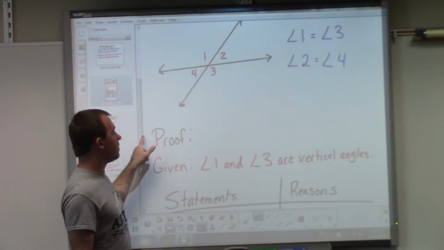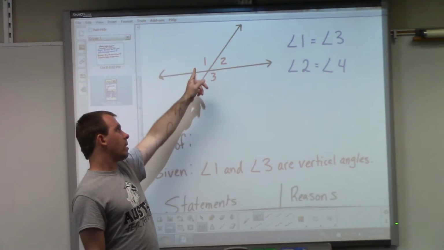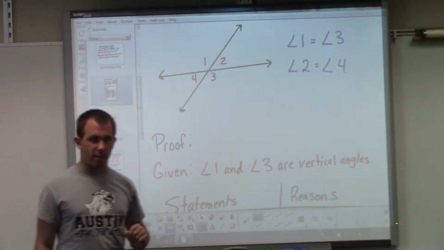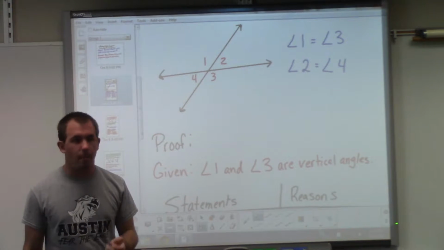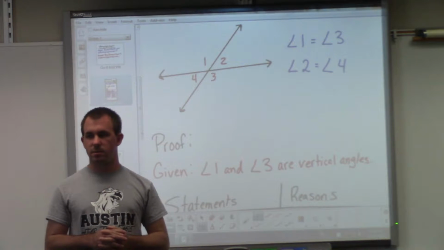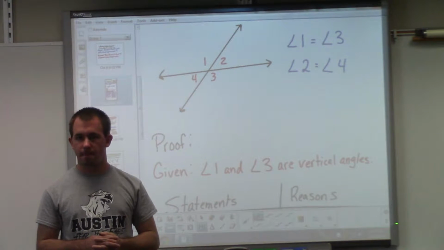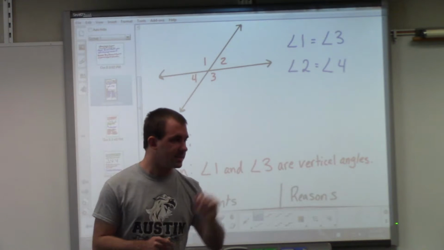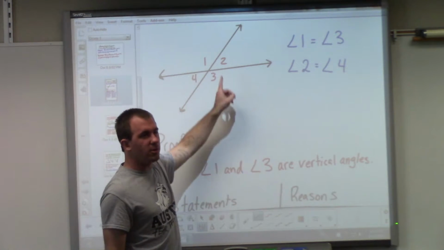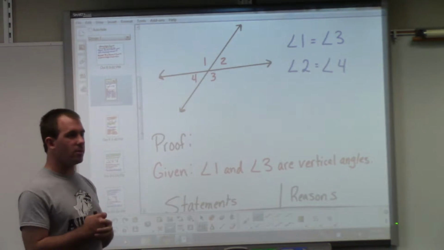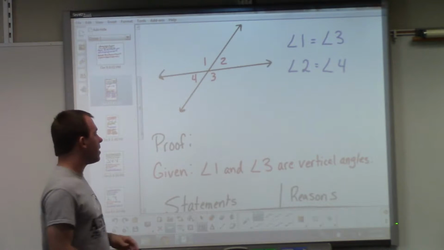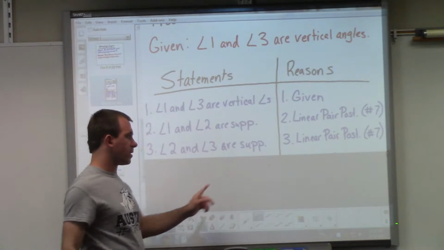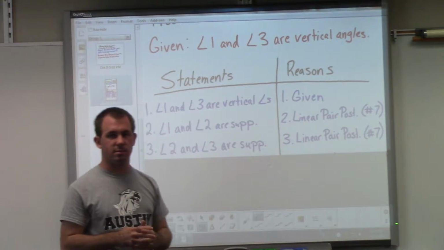Now, looking back up, we need to get to where we're saying angle 1 is equal to angle 3. So far, we've got that angle 1 and angle 2 are linear pairs. What other angles might be linear pairs? Yes, very good. Angle 2 and angle 3 are also linear pairs. Therefore, we can say that angle 2 and angle 3 are supplementary by the linear pair postulate.